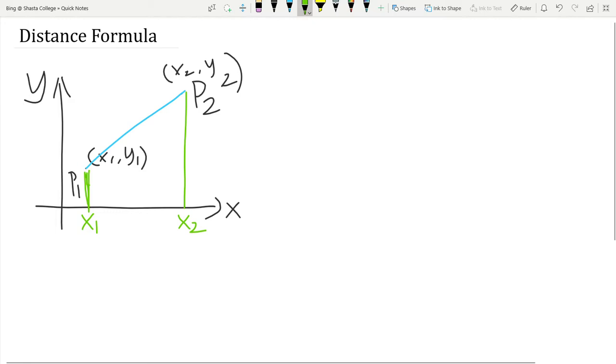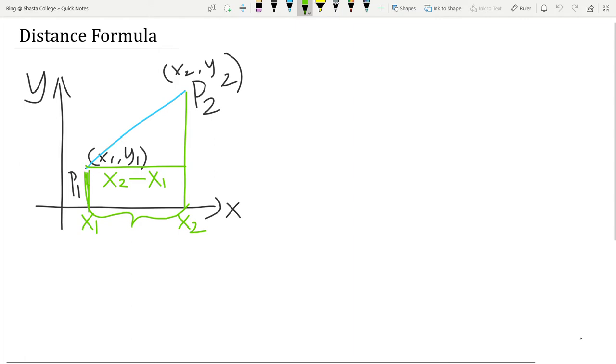Okay, so how long is this segment? In other words, how long is this? Well, you can tell this segment is this part, x2, minus this part, x1, which is, that's right, x2 minus x1. That's how long that segment is.